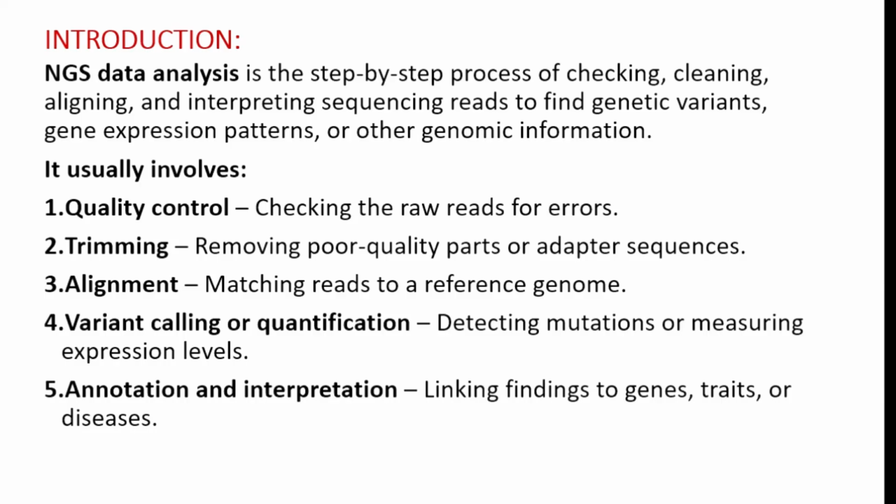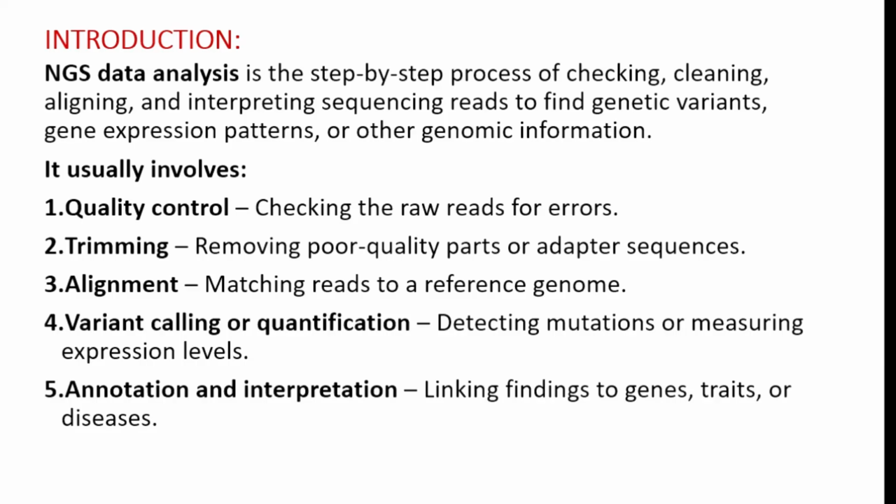This usually involves several methods. It starts with quality control, where we check the raw reads for errors. Then comes trimming, where we remove the poor quality parts or adapter sequences. Next is alignment, where we match the reads to the reference genome, and then variant calling or quantification, where we detect mutations in a gene or measure the expression levels. Next is annotation and interpretation. So we annotate the reads. After annotating, we check the results to see whether they are associated with genes, traits, or diseases.